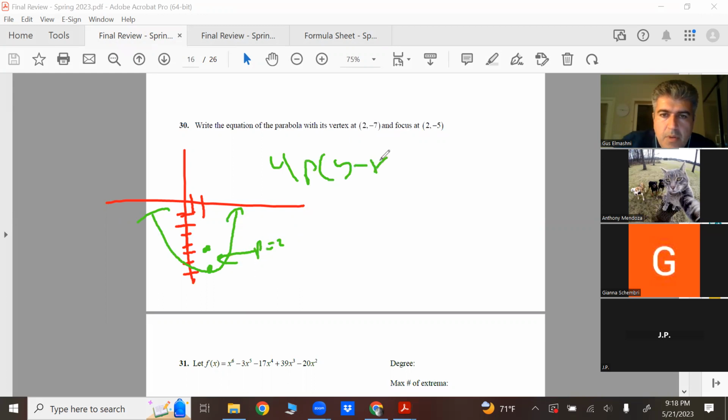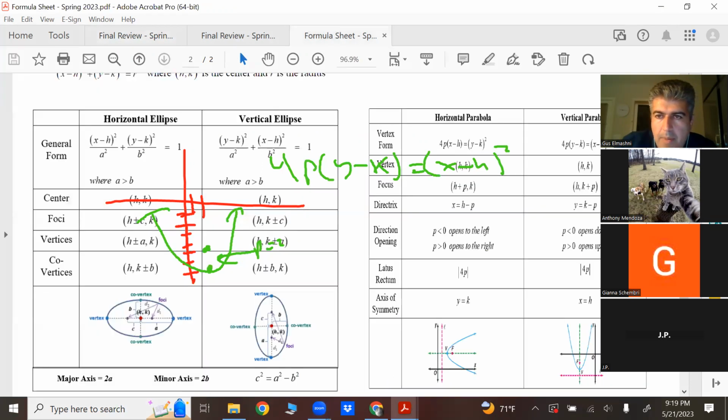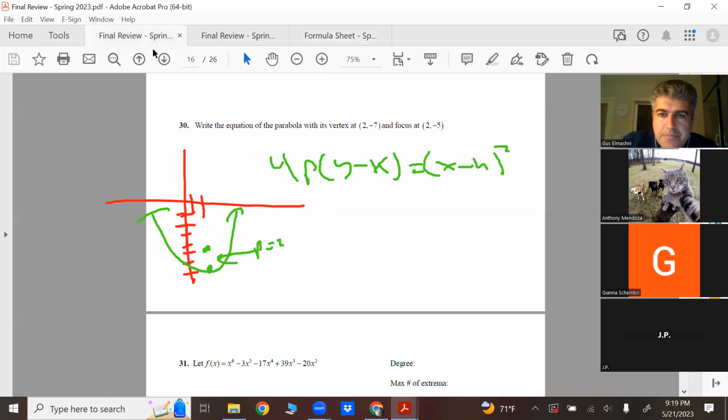Do we get this formula? Totally. Yeah, I just showed it to you. It's right here. 4p(y - k) = (x - h)^2. And p is 2, so just plug it in, you get 8. And then the vertex is at 2, -7, so it would be y + 7 equals (x - 2)^2.